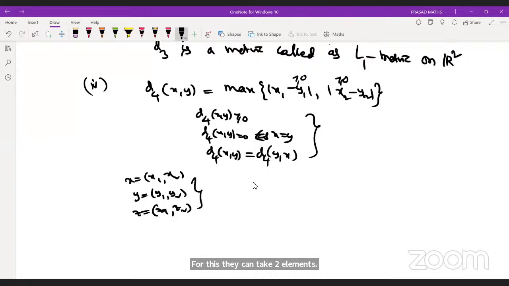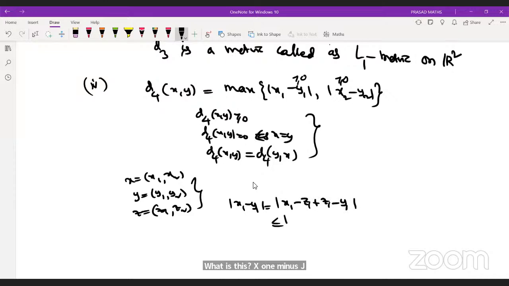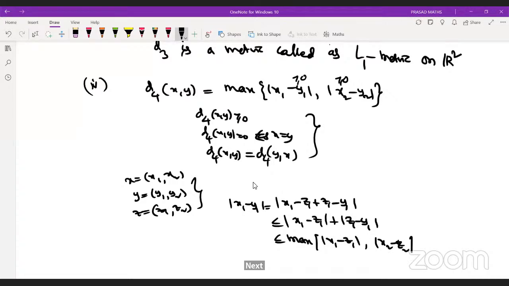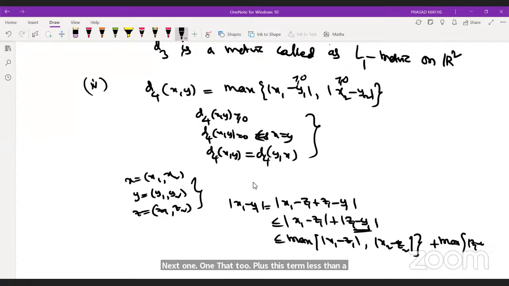Right? So I'm going to start with x1 minus y1. What is this? x1 minus z1 plus z1 minus y1. But this is exactly the same as saying x1 minus z1 plus z1 minus y1, which is less than or equal to the maximum of x1 minus z1, comma x2 minus z2, plus this term, less than or equal to the maximum of z1 minus y1, right? x1 minus z1.